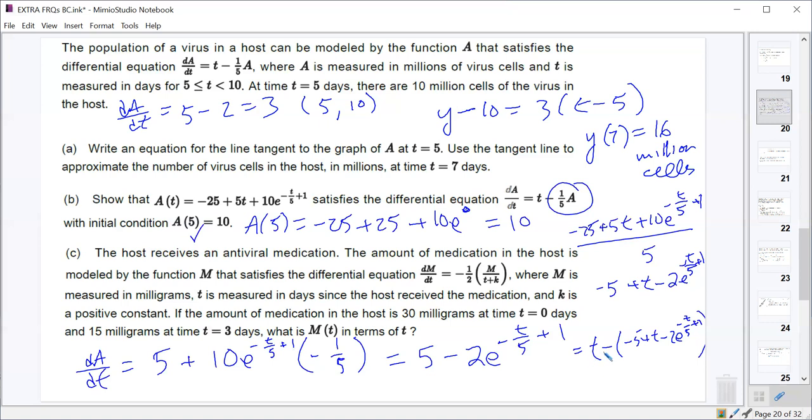So we have the t minus, that t will cancel out. The negative 5 is going to give us a positive 5. And then we end up with, let's see here. That was a positive 2 there. So that should be a positive 2. Minus 2e to the negative t over 5 plus 1. So checks out that they equal each other. Everybody good with part B?